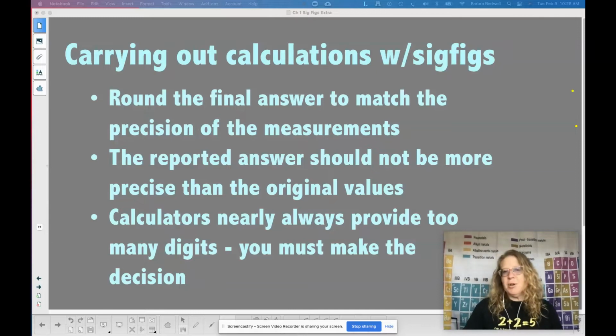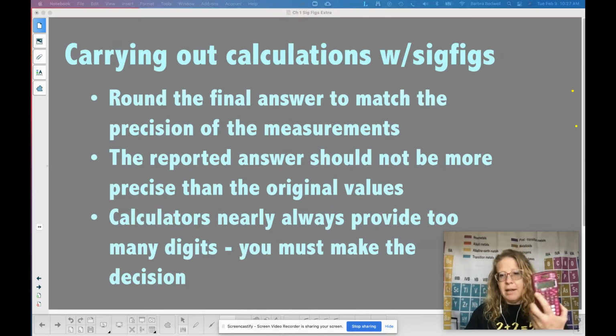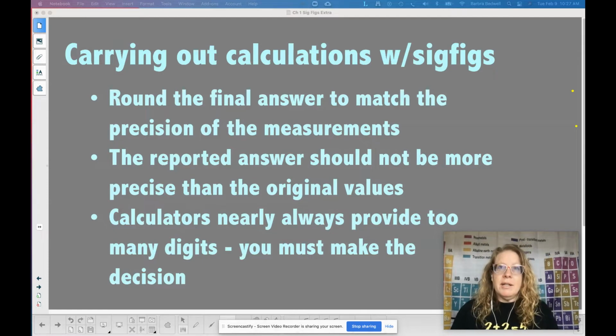Hi there, welcome back. In this video, now that you know how to count SigFigs and identify SigFigs in a measurement or in a given value, we're going to take a look at doing calculations with SigFigs. So you probably want a calculator if you want to practice along. It definitely makes it a little bit easier to practice and get used to seeing what's going on.